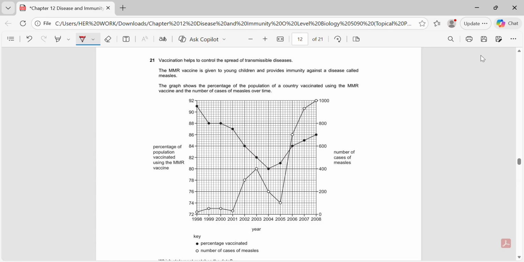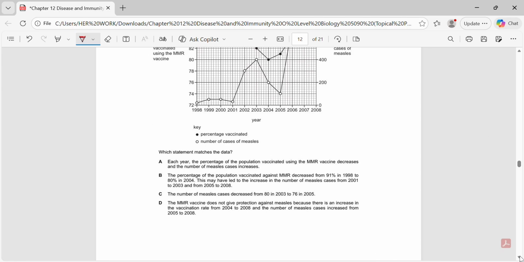Now, let's look at this conceptual MCQ where we are analyzing a graph. The question states, vaccination helps to control the spread of transmissible diseases. The MMR vaccine is given to young children and provides immunity against a disease called measles. The graph shows the percentage of the population of a country vaccinated using the MMR vaccine and the number of cases of measles over time. If we observe this graph, we notice that vaccination rates generally decrease while measles cases increase, but this does not happen every year. From 2004 to 2008, vaccination rates actually start to rise, so statement A is incorrect.